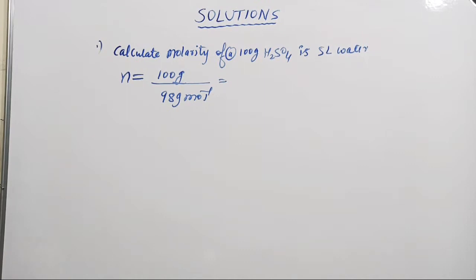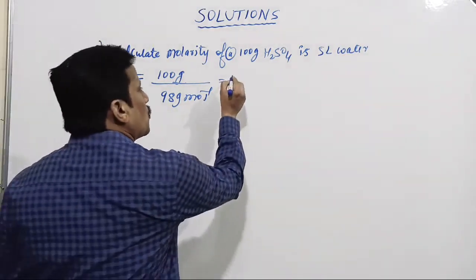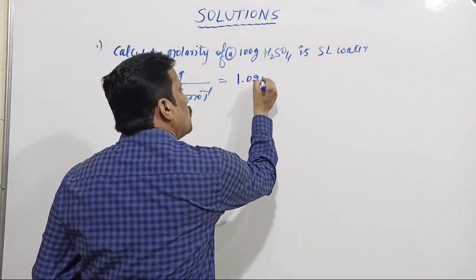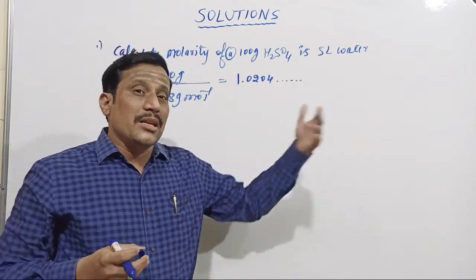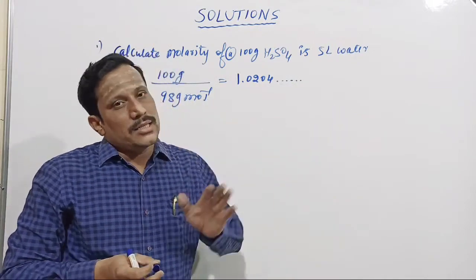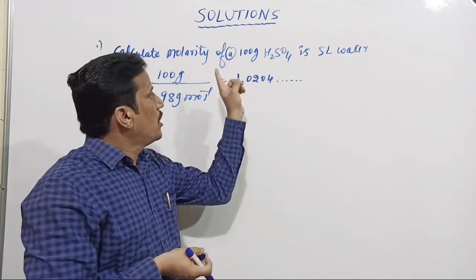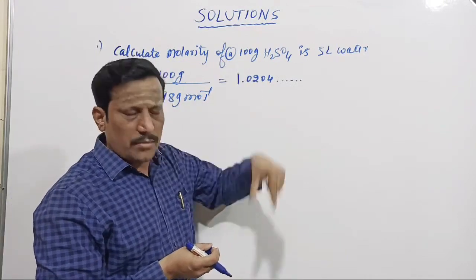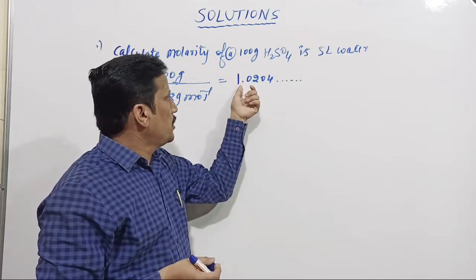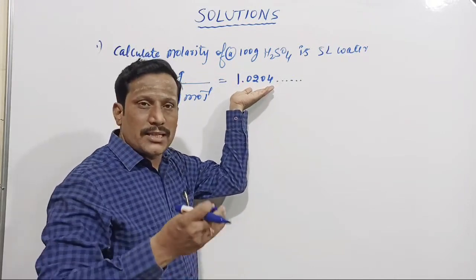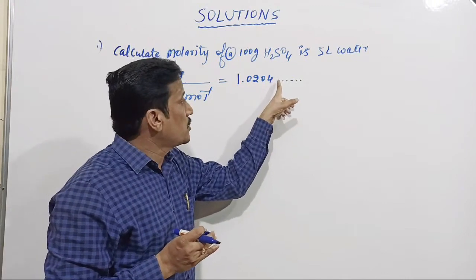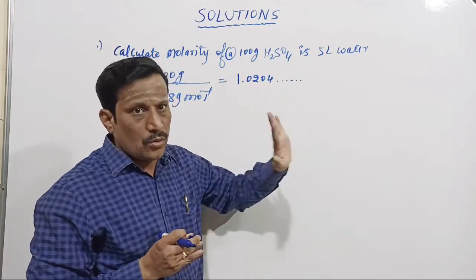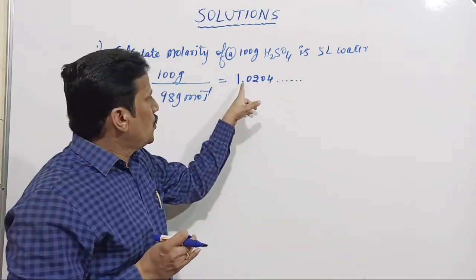If you take 100 by 98 in your calculator, you are able to see 1.0204. Some other decimals will also be there. In the calculator, some other digits also will be there. So the standard method in chemistry is that after the decimal, from the calculator, you have to take 4 digits as it is and don't round off. You may say, sir, I'll round off and take. No, don't do that.